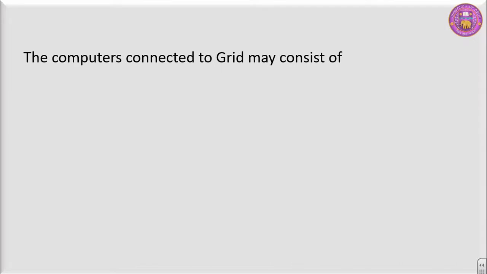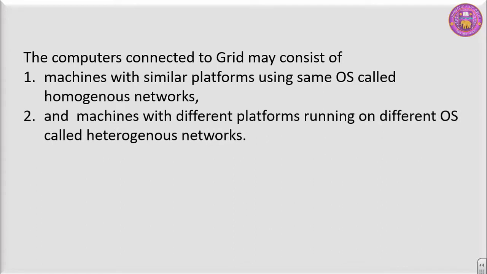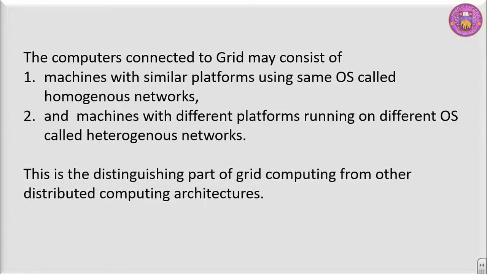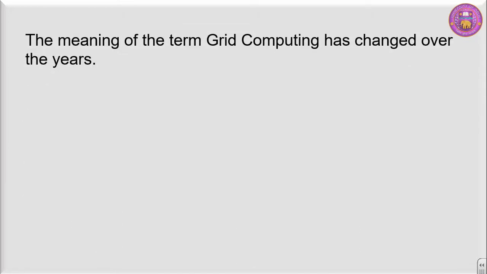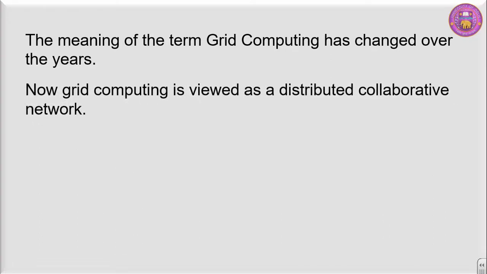The computers connected to grid may consist of machines with similar platforms using the same operating systems, called homogeneous networks. Second, machines with different platforms running on different operating systems, called heterogeneous networks. This is the distinguishing part of grid computing from other distributed computing architectures. The meaning of the term grid computing has changed over the years. Now grid computing is viewed as a distributed collaborative network.